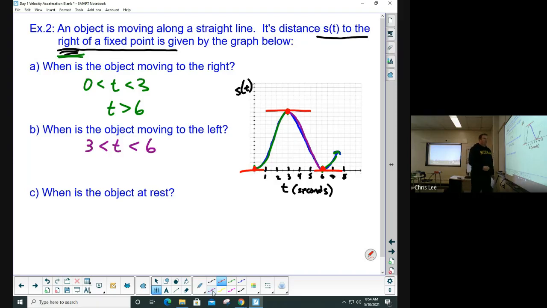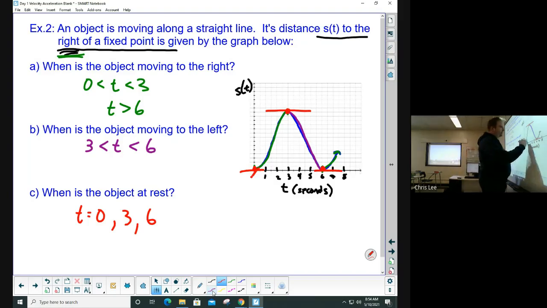And so it actually happens 3 times here. It happens at 0, at 3, and at 6. And what Jacob hinted at was how you can also tell this using calculus, which we'll be doing in 1 second, by looking at the derivatives.